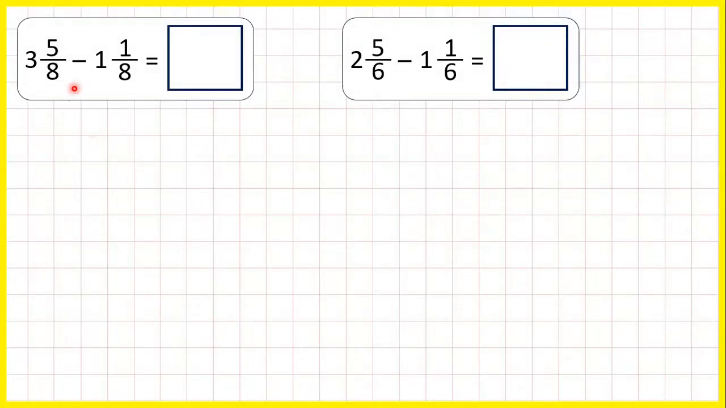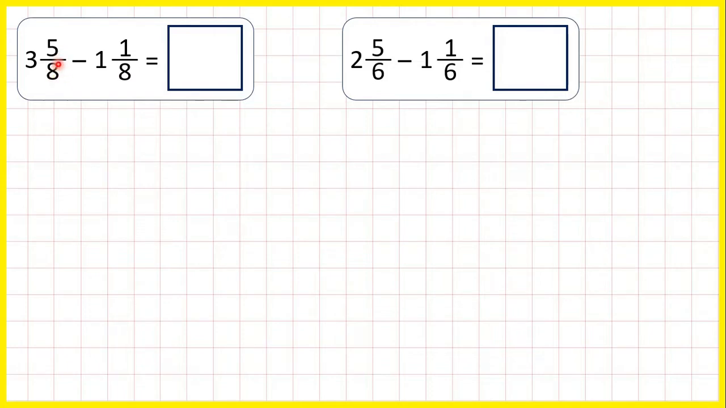So here we're subtracting mixed numbers, and when we subtract mixed numbers, we always subtract the fraction first, then we subtract the whole number, and you'll see why we do that in the next lesson. But let's start by subtracting the fractions.